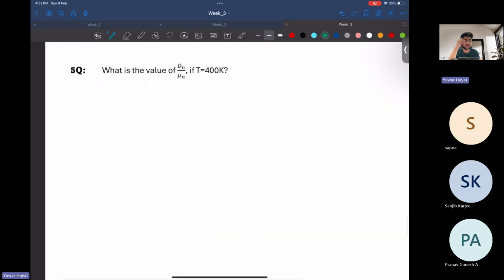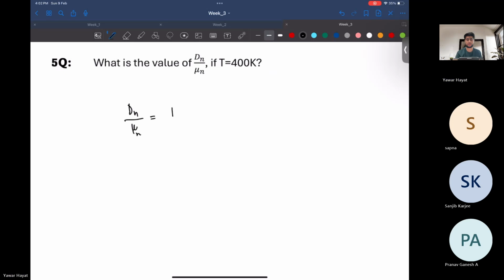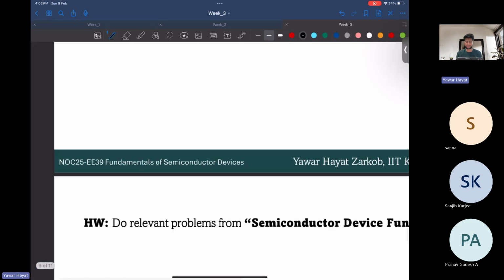What about this? Compute the value of Dn by mu n if your T is equal to 400 Kelvin. Again, you'll use Einstein relation, right? And from Einstein's relation, your Dn by mu n is kT by q. You know that at room temperature, your kT by q value is 26 millivolts, right? Now, you need to compute kT by q at T equal to 400 Kelvin. That is effectively the question. I'll leave this as an exercise for you. This would be slightly greater than 26 millivolts, right? Because T is in the numerator. So if at 300 Kelvin you're getting 26 millivolts, at 400 Kelvin you'll get a quantity slightly greater than 26 millivolts. So this finishes question 5.